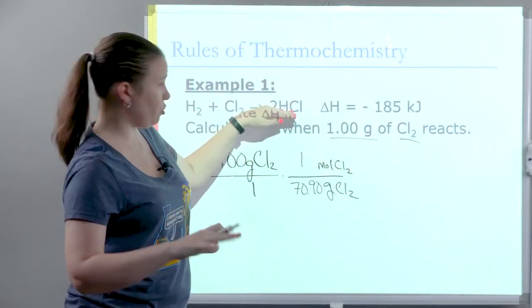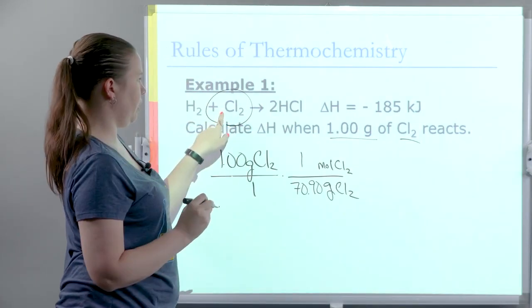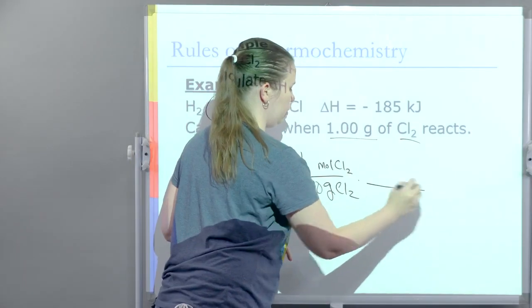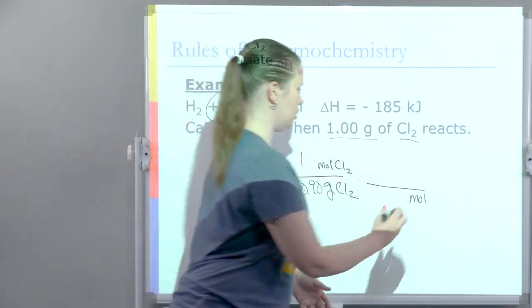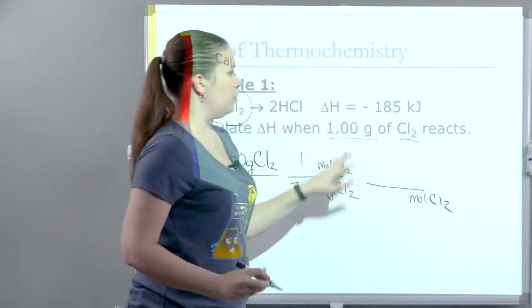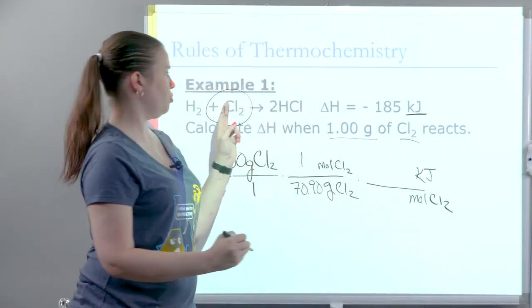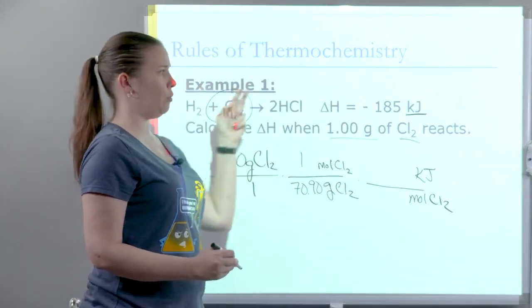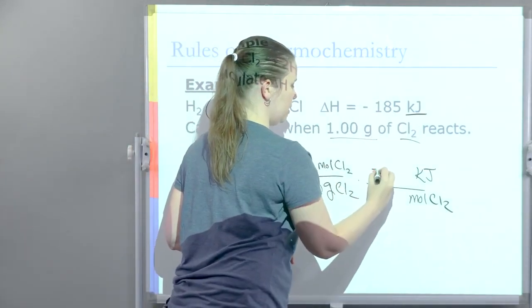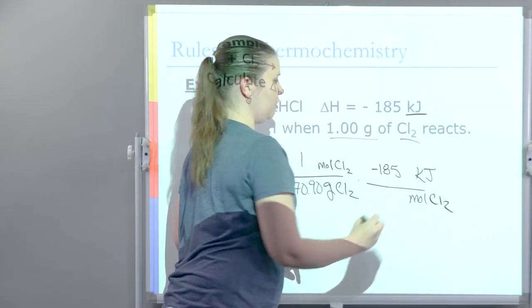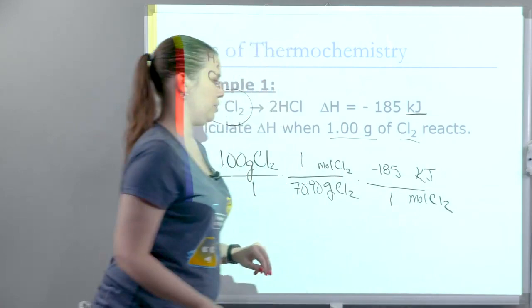So here's my new conversion factor. From the balanced equation, I find my chlorine, and I can tell that I have 1 mole of that. So I'm going to be able to use moles, and I can tell from dimensional analysis that it's going to go on the bottom. But now I can also set that proportional to kilojoules. So just like we had mole to mole, you can now go mole to kilojoules and vice versa. So how many kilojoules? It's this negative 185. And how many moles is still my coefficient of 1 in this case.